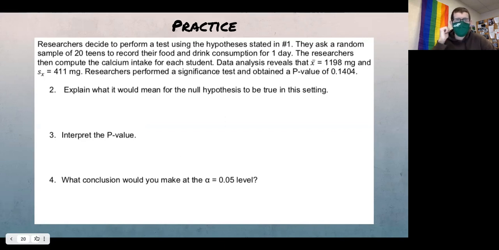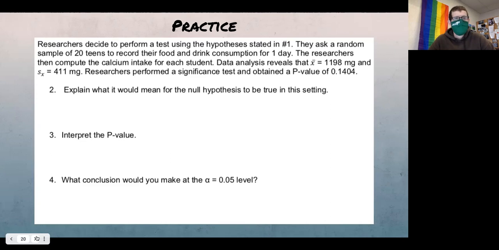I think quite literally with this, maybe the answer they're looking for here, and this might drive you insane with statistics stuff, because it can drive me insane too, because it's not completely clear what they're asking me to do. So here's my interpretation. What would it mean for the null hypothesis to be true? What it means is that teenagers really get 1,300 milligrams of calcium per day. That's what it would mean. The null hypothesis is true.